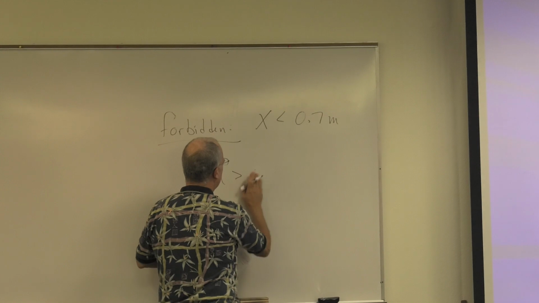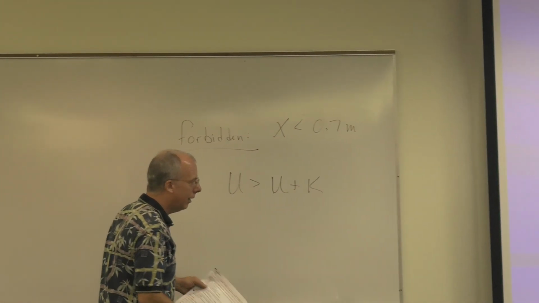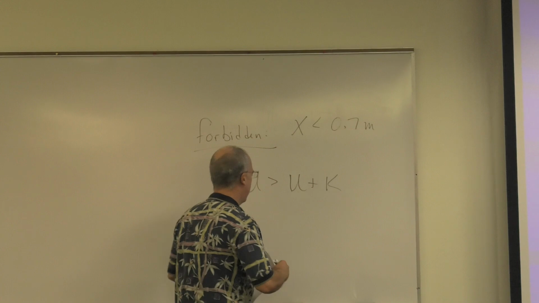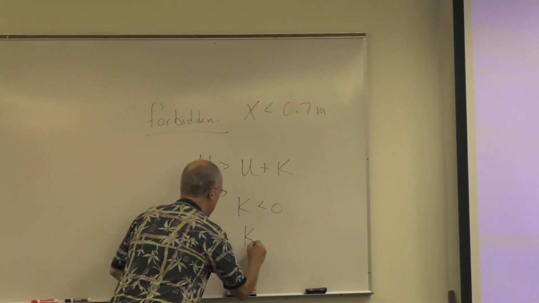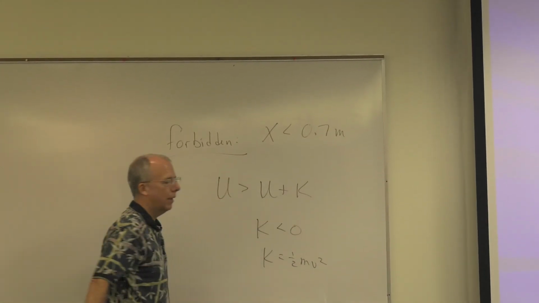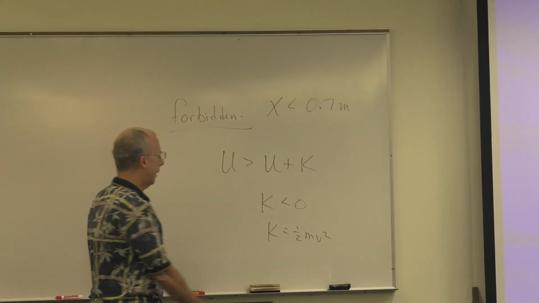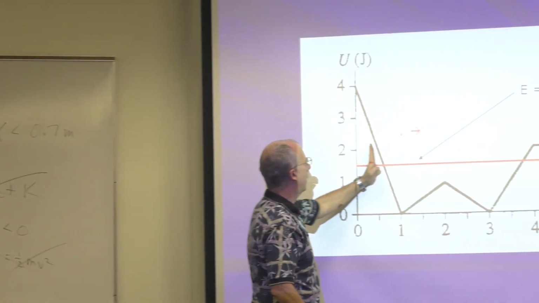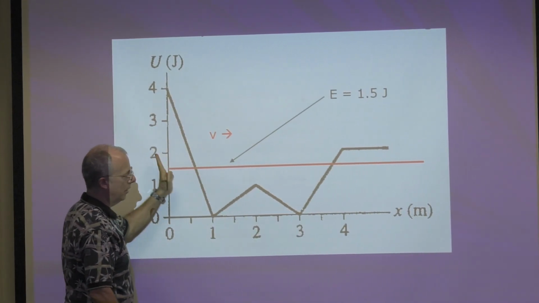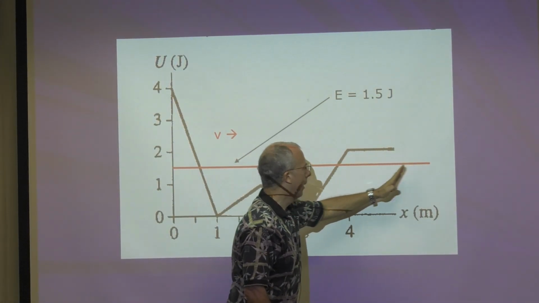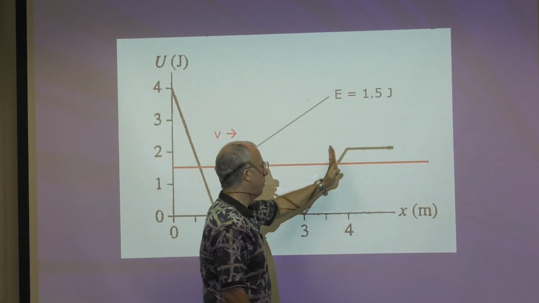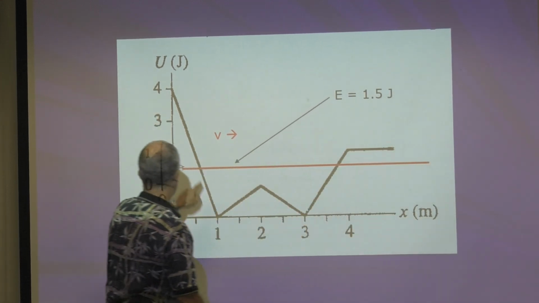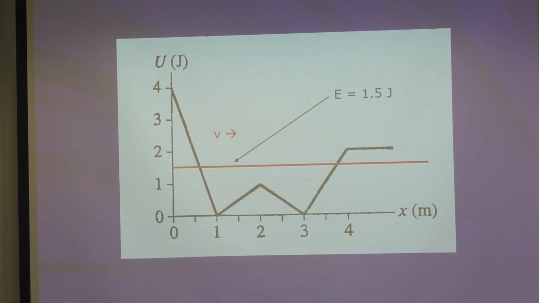The total energy is U plus K, correct? So how could U be bigger than U plus K? The only way that's possible is if K is negative. Now remember, kinetic energy is 1/2 mv squared. How can that be negative? You can't have negative mass, so that's impossible, so the particle cannot go over here, okay? Because you'd have to have negative kinetic energy. Same argument over here. The particle can't be over here because the potential energy is greater than the total, which would mean that the kinetic energy is negative. All right? So this is called forbidden, and this is called forbidden.